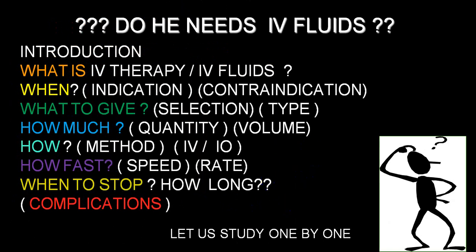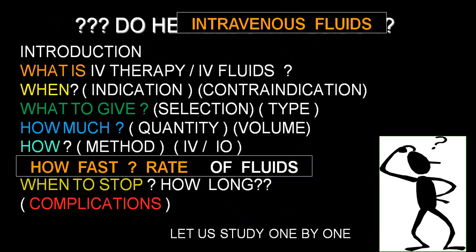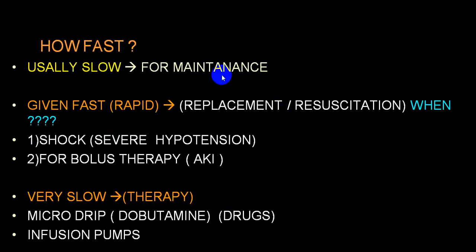Now we go to the part we call speed, how fast you give. By and large, for maintenance it is a slow rate because you have to give it over a period of 24 hours, while in resuscitation it is always fast. Also, in case of replacement, sometimes you require it a little faster than what you are giving for maintenance. But in resuscitation, it is always a rapid, fast correction because we don't want organ damage. So in a severe shock stage, you might require it fast. For a bolus, you require it fast.